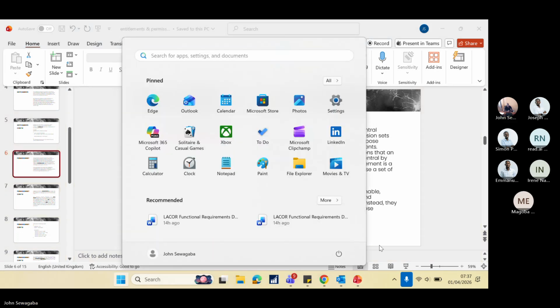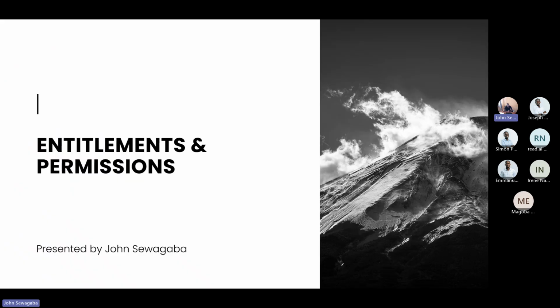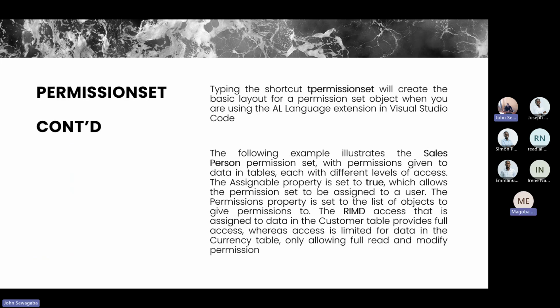So I'm going to go to the next slide. Hopefully it's visible. Please let me know when you are able to see. If you can't, I can zoom in. To define a permission set, we use a snippet or a shortcut, tpermissionset, which creates a basic layout for any permission set object when you're creating it in AL.